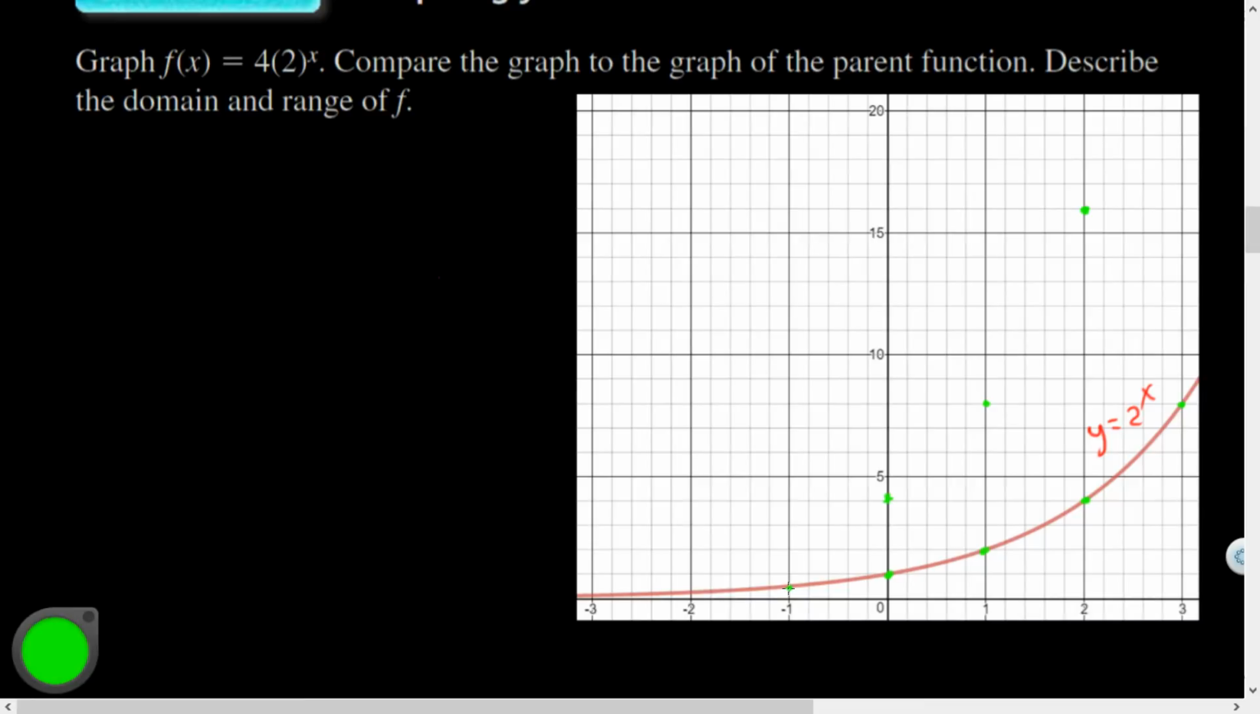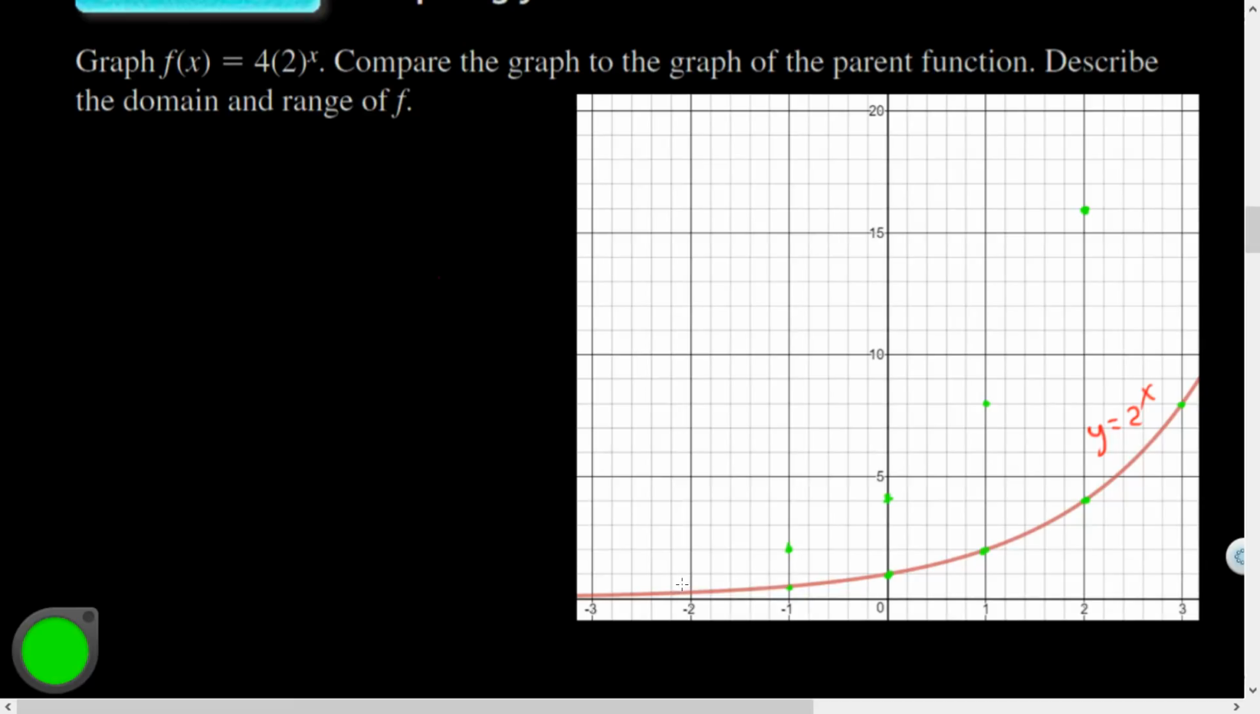What is a half times 4? 4 times a half, or 4 divided by 2? What's half of 4? It's 2. There we go.